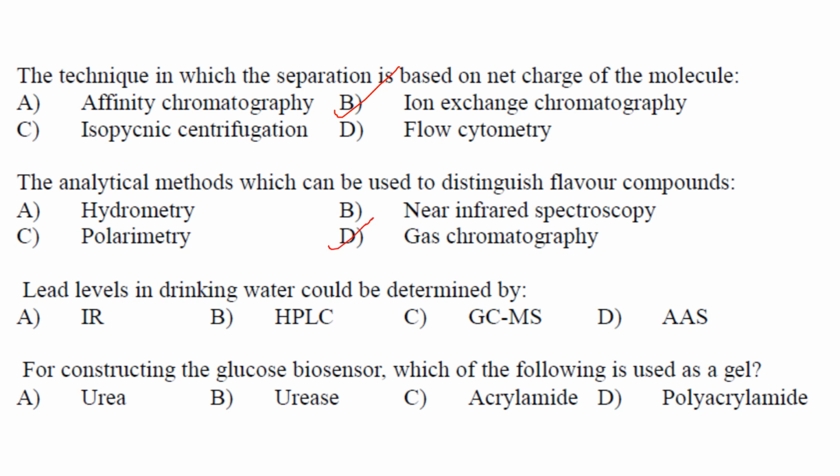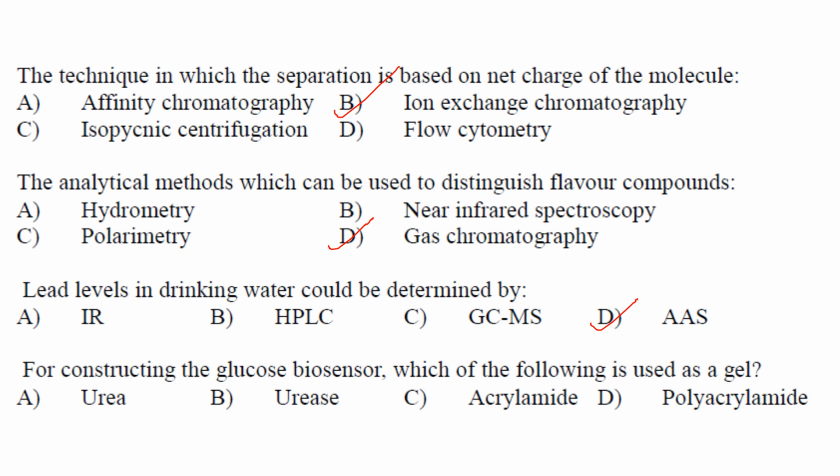Then next one. Lead levels in drinking water could be determined by AAS, that is atomic absorption spectroscopy. Infrared spectroscopy is not suitable for lead. HPLC is for organic compounds, not for metals. GC-MS also doesn't measure lead levels. So AAS, atomic absorption spectroscopy, is for metals.